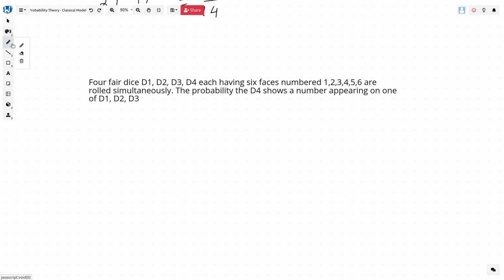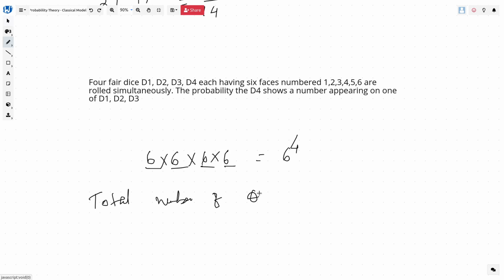So first we compute the total number of ways again. So there are 4 dice, so there are 4 places and each dice has 6 outcomes. Similarly, this will have 6, this will have 6. So by the multiplication principle, the total number of outcomes will be 6 to the power 4, right? So we write it, total number of outcomes is 6 to the power 4, right?